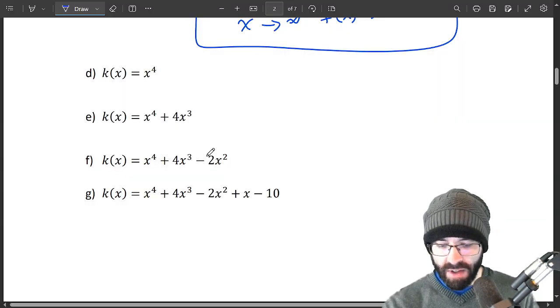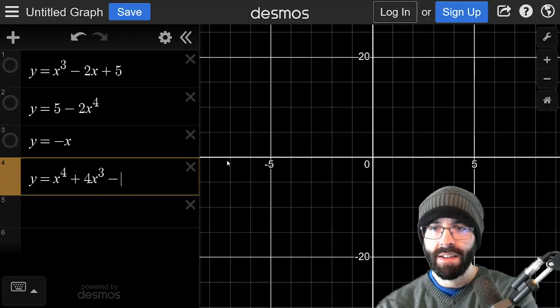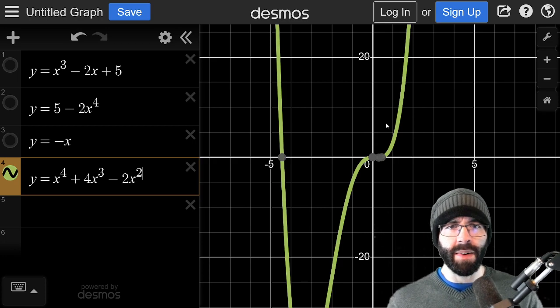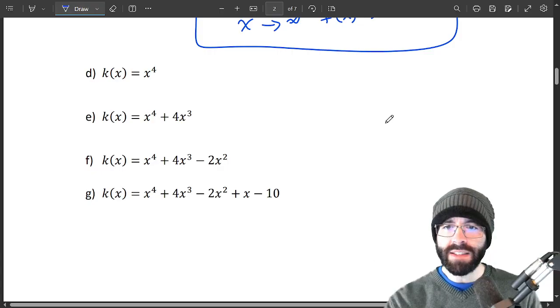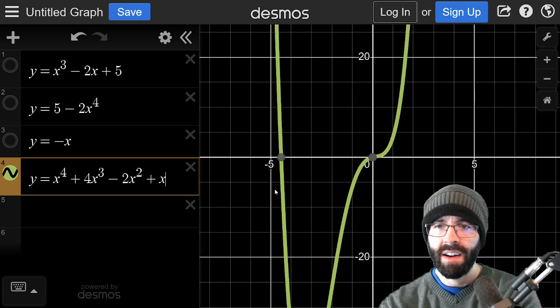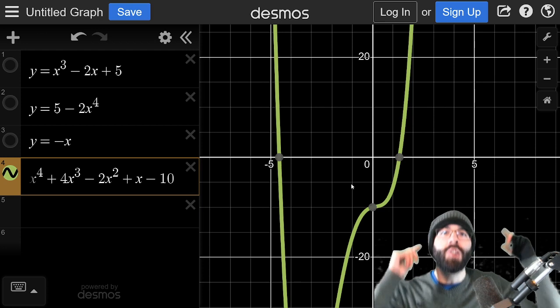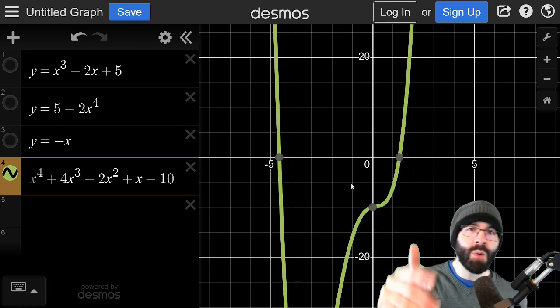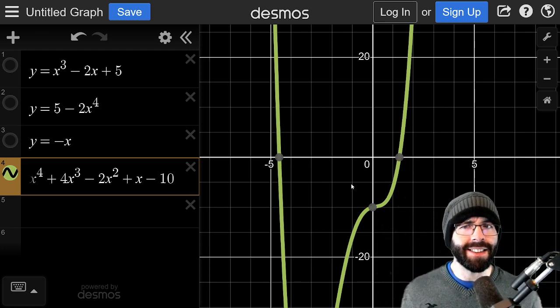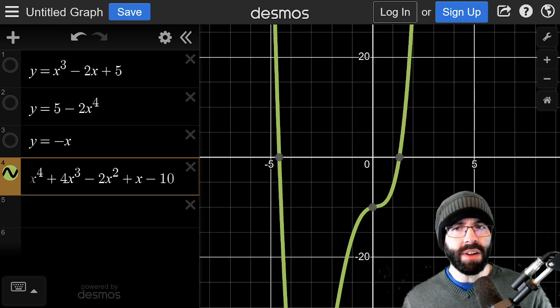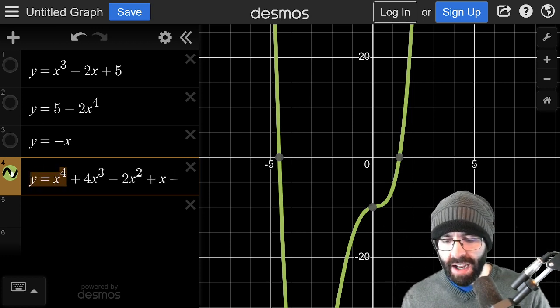Well, what if we add a minus 2x squared? Again, different stuff happening in the middle, but that long-run behavior is the same. Well, what if we add something else? An x minus 10. Different stuff in the middle, but the long-run behavior is all the same. So where are we going with this? What is really determining that long-run behavior?